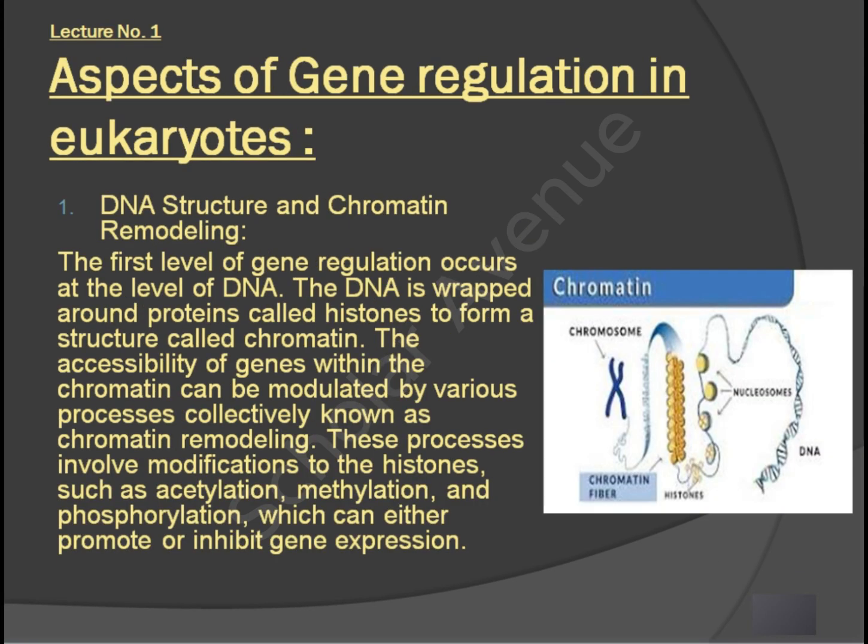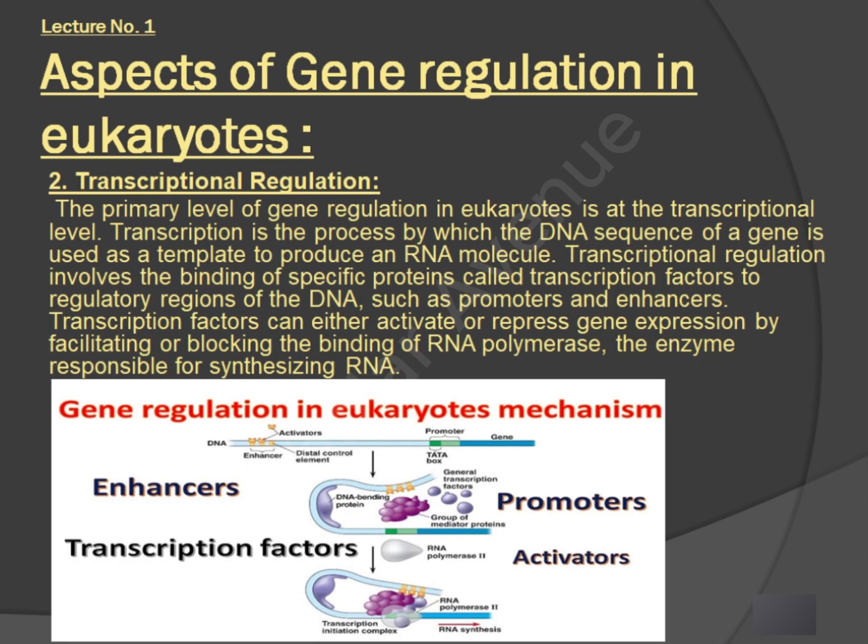Here are some key aspects of gene regulation in eukaryotes. First is DNA structure and chromatin remodeling. The first level of gene regulation occurs at the level of DNA. The DNA is wrapped around proteins called histones to form a structure called chromatin. The accessibility of genes within the chromatin can be modulated by various processes collectively known as chromatin remodeling. These processes involve modifications to the histones, such as acetylation, methylation, and phosphorylation, which can either promote or inhibit gene expression.